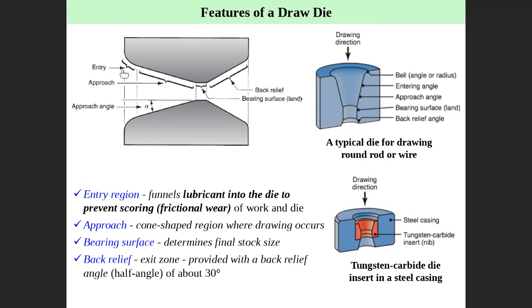Entry: here we add lubrication, which is mainly good to reduce the friction later. Approach: here the material will deform. This is a cone shape. Drawing happens here, from here to here. This is the contact area. Bearing: this is the final size, which determines the final size of the wire. Relief is needed to keep the die away from the surface, so as not to damage the drawn wire surface. For example, this is the drawn surface, as you can see.